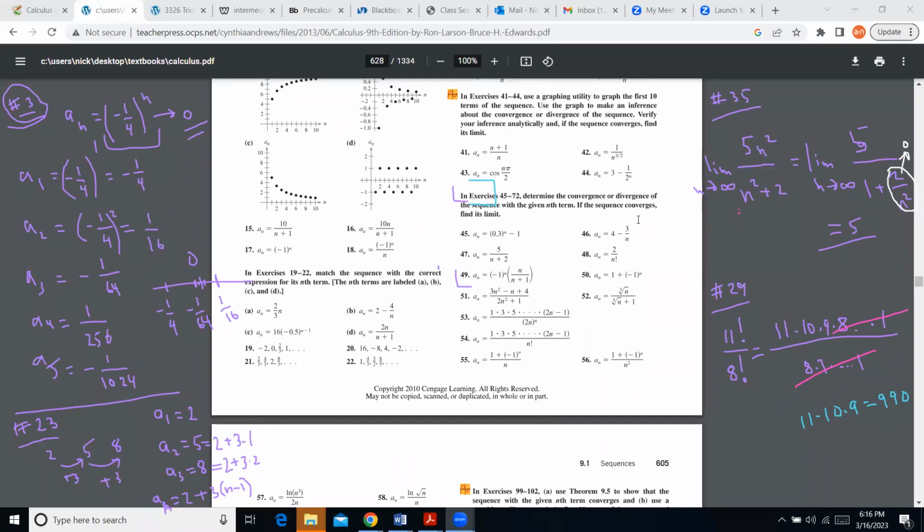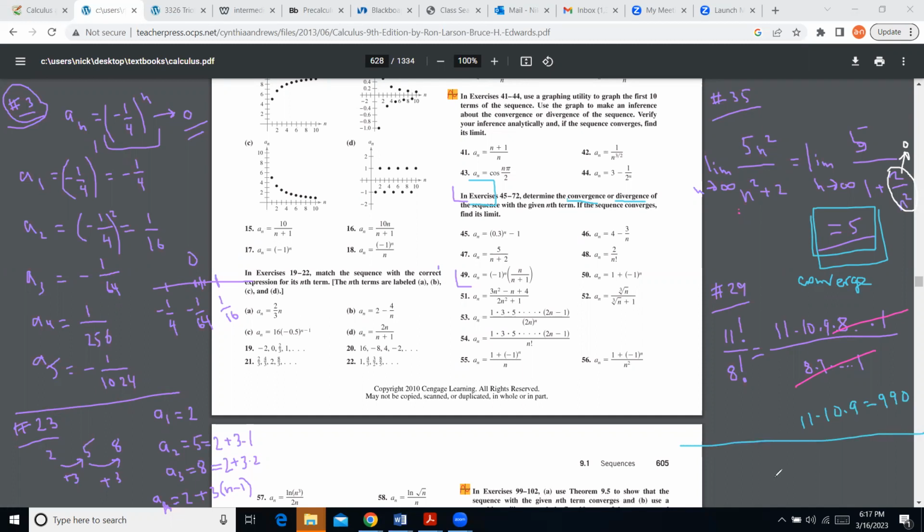So it looks like the next group of exercises is talking about convergence or divergence of the sequence. So what are they really talking about? Well, if we find a limit, then we say the sequence is convergent. And if the limit is infinity, or there is no limit, then the sequence is not convergent, which is divergent.